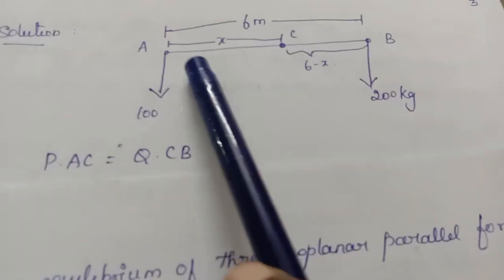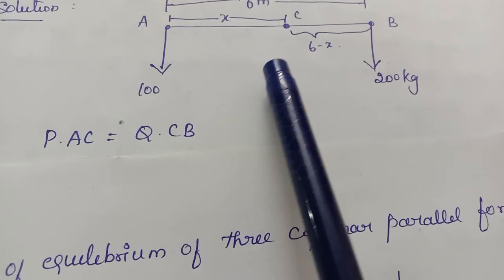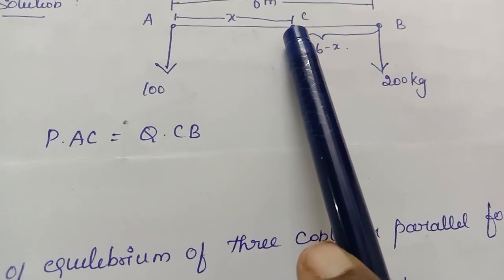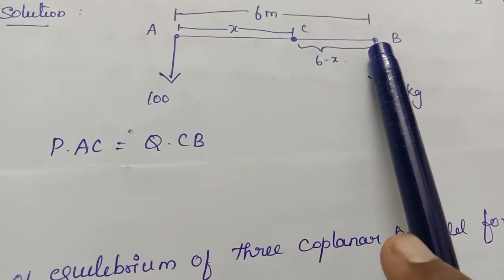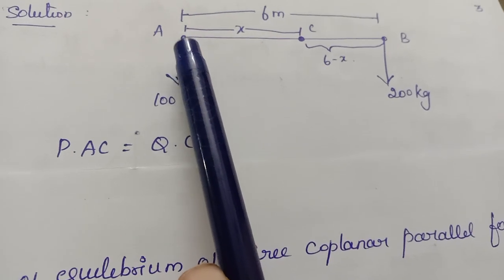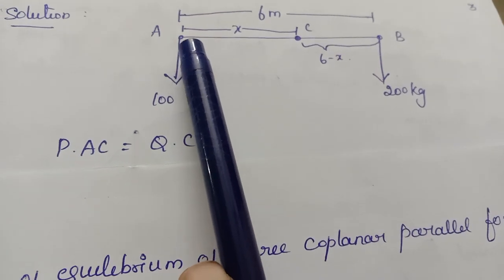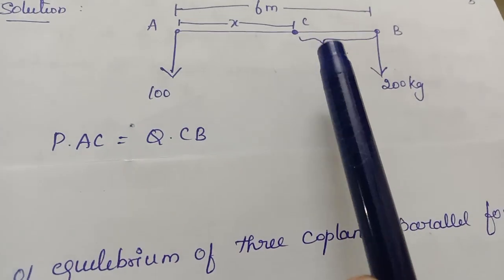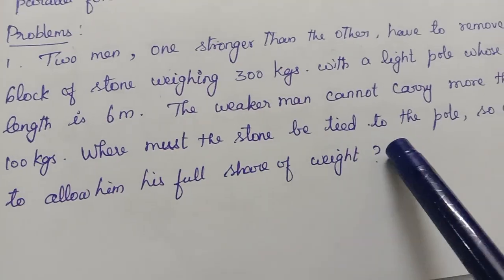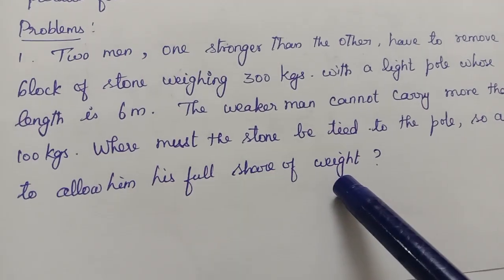So this is the diagram. This is a pole. AB is the pole. In the pole they are going to attach the stone. Suppose, let me assume that they are going to attach it at the point C. If A is the weaker man and B is the stronger man, this person A cannot carry more than 100 kgs of weight. This is what they have given there, right? So where should this C be positioned such that they can lift the weight? This is the question. Where must the stone be tied to the pole so as just to allow him his full share of weight? What is the full share of the weaker man's weight?